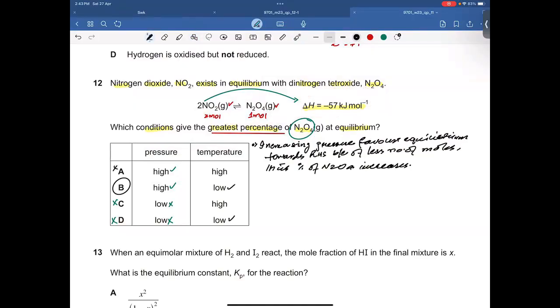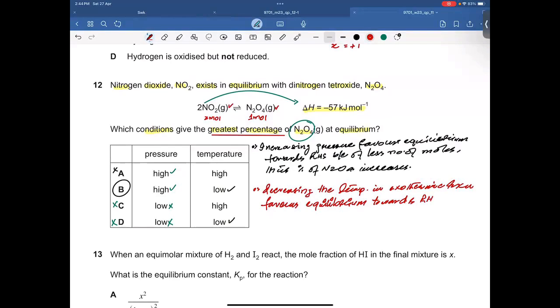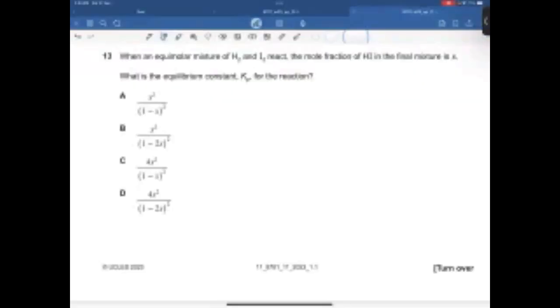Okay, so let me write this statement also. Decreasing the temperature in exothermic reaction favors equilibrium towards right-hand side, hence percentage of N2O4 increases. All right, guys, question number 13.